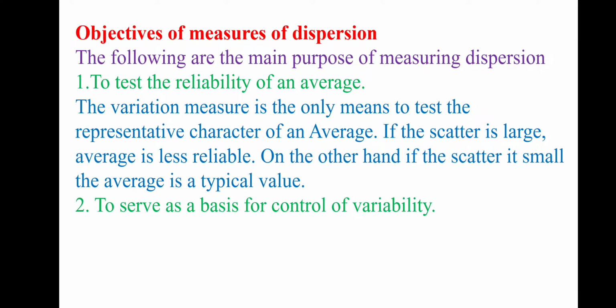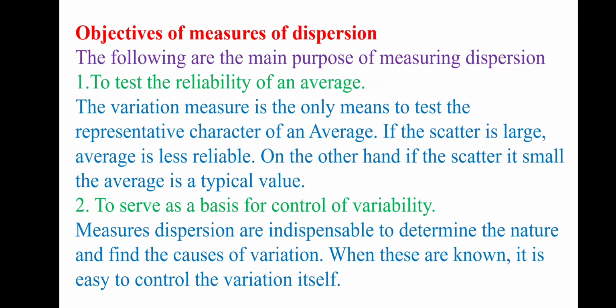Second one, to serve as a basis for control of variability. For that, measures of dispersion are indispensable to determine the nature and find the causes of variation. When these are known, it is easy to control the variation itself. This is the way the measures of dispersion serve as a basis for control of variability.